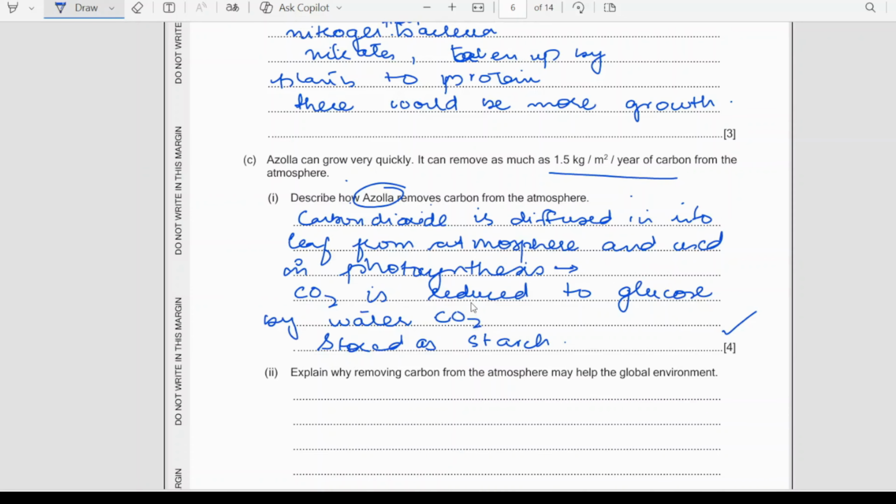No, no. It is transported as sucrose, but stored as starch. Six six C6H12. Okay, explain why removing carbon from the atmosphere may help the global environment. Now, this is related to your greenhouse effect.